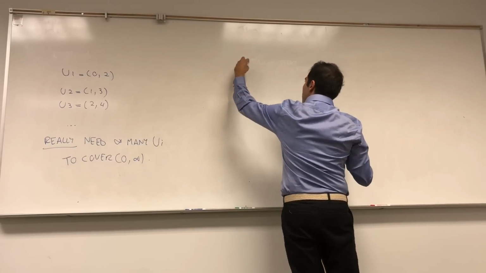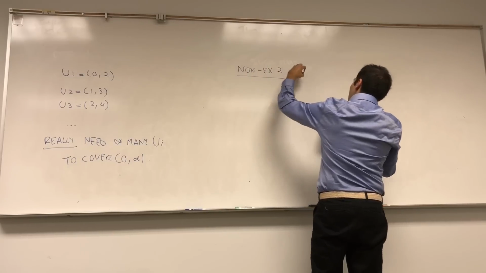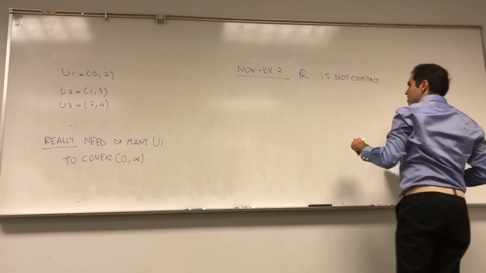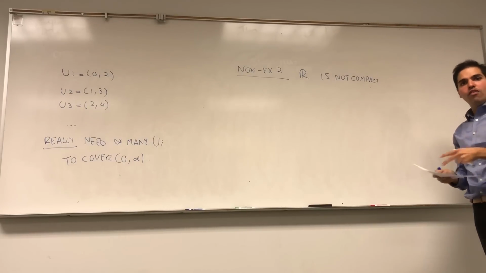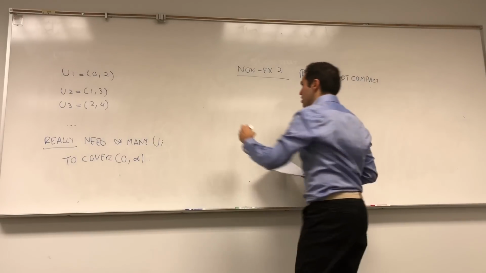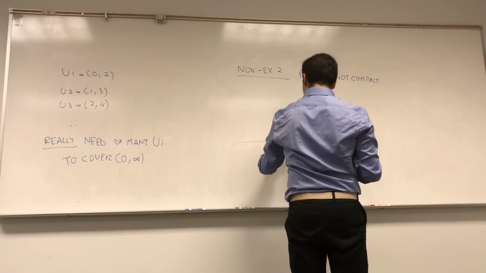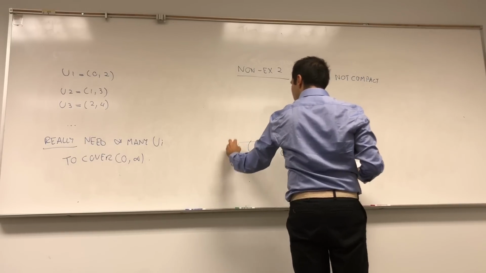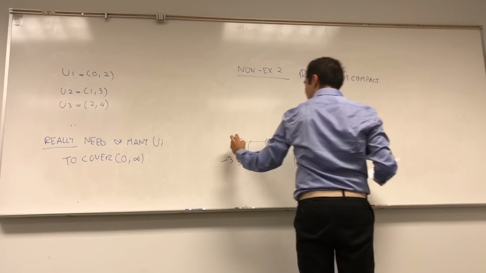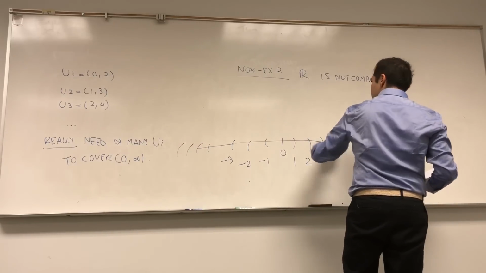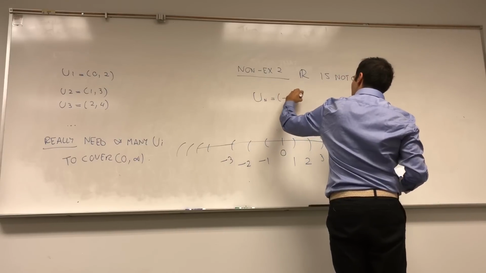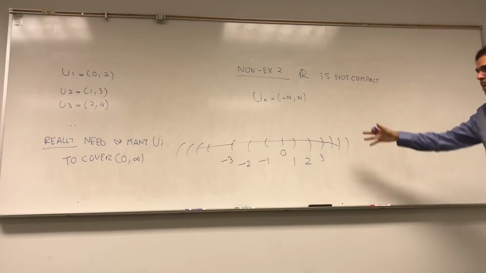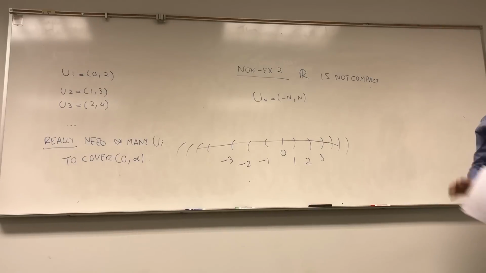Here's another nice example. Example 2. R, if you take the whole real numbers, it's not compact. So, again, let me tell you an example of a cover where you really need infinitely many of those. Namely, let your first cover be (-1, 1), your second cover be (-2, 2), your third cover is (-3, 3), etc. In other words, U_n is (-n, n). And again, for this cover, you really need infinitely many of those to really cover the whole set.